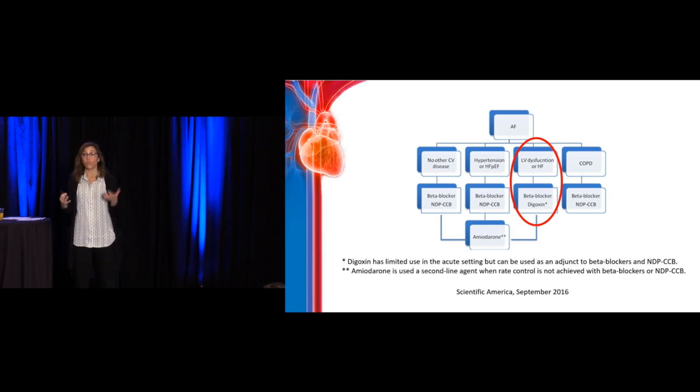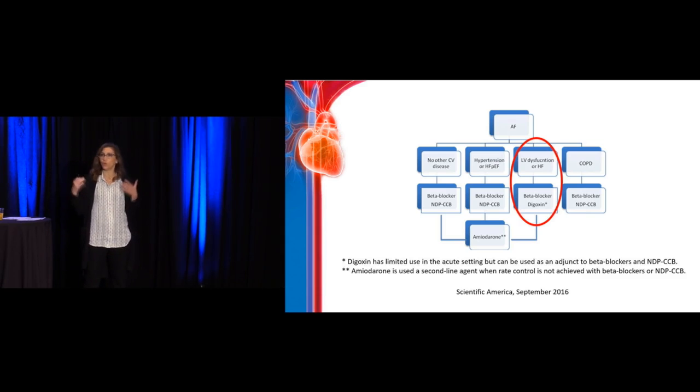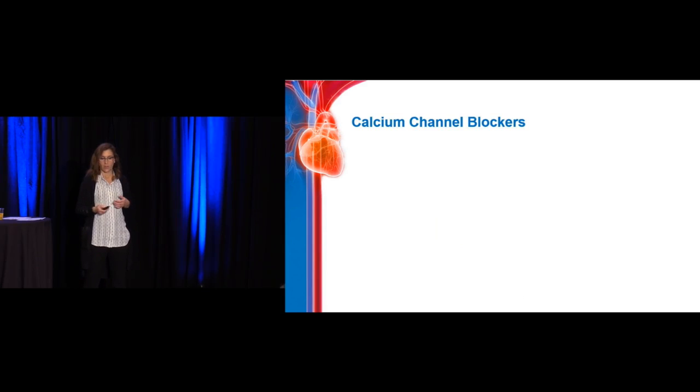Now, if I don't know someone's ejection fraction, and they come in, they're not in congestive heart failure, I don't know their ejection fraction, I don't really worry about this particularly. I go ahead and either give a calcium channel blocker or a beta blocker. I don't remove calcium channel blockers from my toolbox if they do not have a known low ejection fraction.